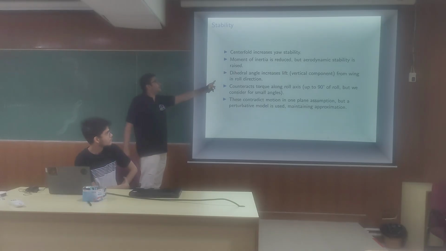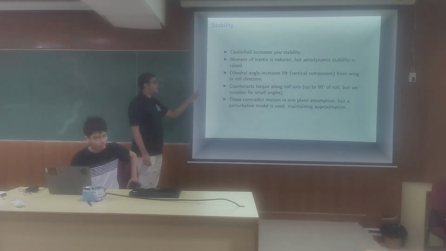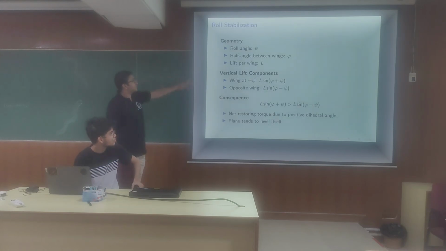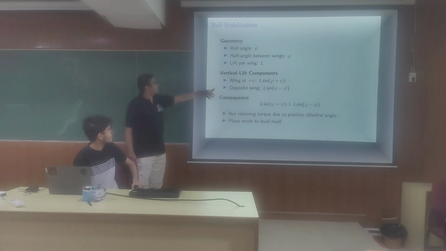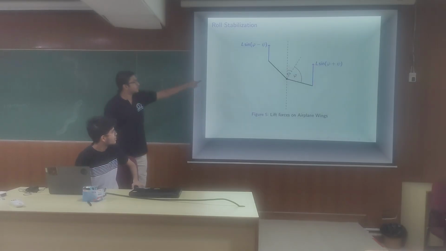Now we also have a dihedral angle for the wings. Essentially, the wings are tilted upwards. So the vertical component of lift in the direction of roll is increased, and the vertical component of lift from the other wing is reduced. This stabilizes. Now these are the equations here. This is just elementary trigonometry as mentioned here.